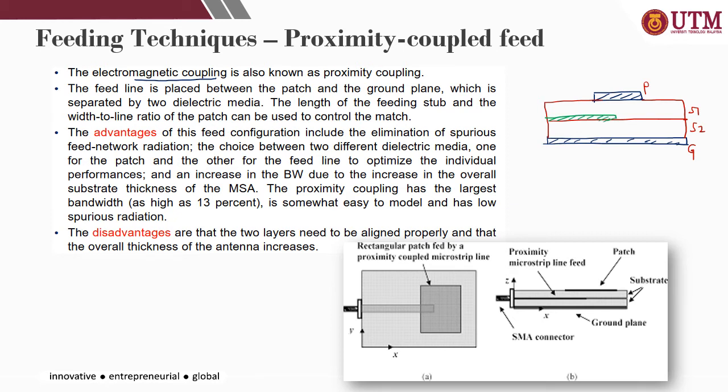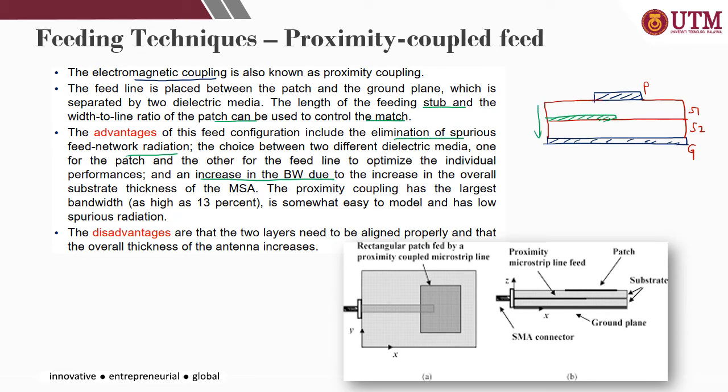Okay, so the length of the feeding stub and the width to line ratio of the patch can be used to control the matching. The advantage of this technique includes the elimination of spurious feed network radiation, and it can increase the bandwidth due to the increase in the overall substrate thickness.